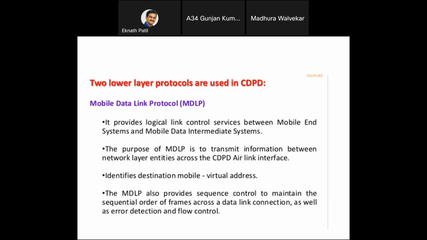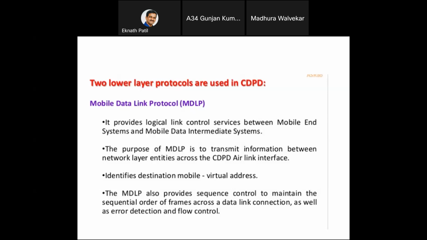MDLP is the mobile data link protocol. The purpose of MDLP is to transmit information between the network layer entities across the CDPD layer interface. It identifies the destination mobile virtual address. MDLP also provides sequence control, maintaining the sequential order of frames across the data link connection, as well as error detection and flow control.